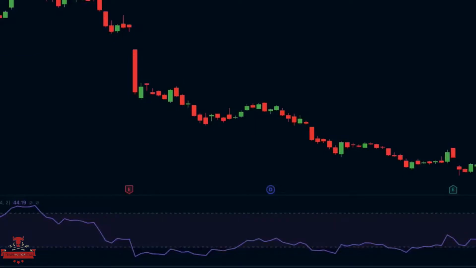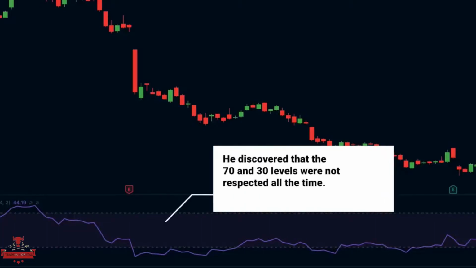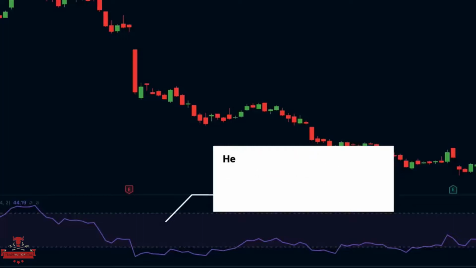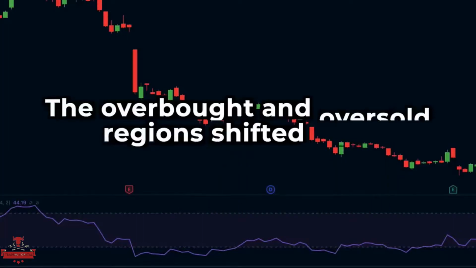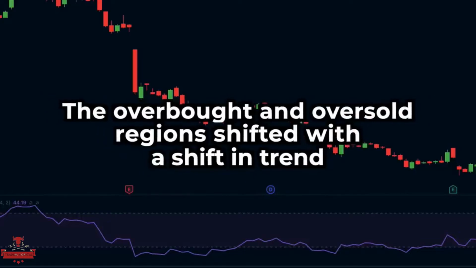Andrew studied the RSI indicator for several decades and developed some observations about the RSI in relation to the price. The RSI power zones are one of these observations. He discovered that the standard 30 to 70 levels were not respected all the time. On the contrary, the oversold and overbought levels shifted with a shift in the trend.